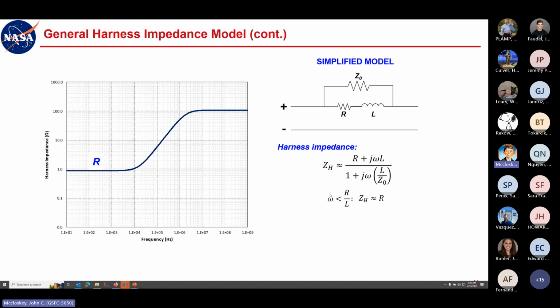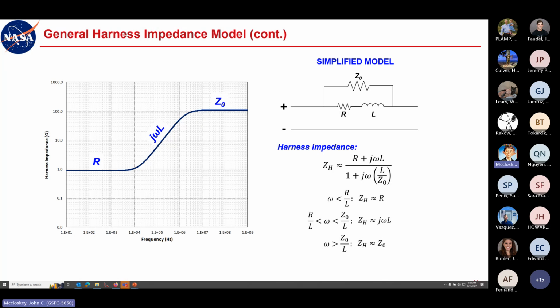Well, I find it helpful to break this down into frequency ranges. If you look at low frequencies where you basically set omega equal to 0, you're left with R. So the low frequency plateau is just the conductor resistance, which makes sense. Then in mid frequencies, you're going to be dominated by the inductive reactance, j omega L. And then at high frequencies, everything cancels out except for Z naught.